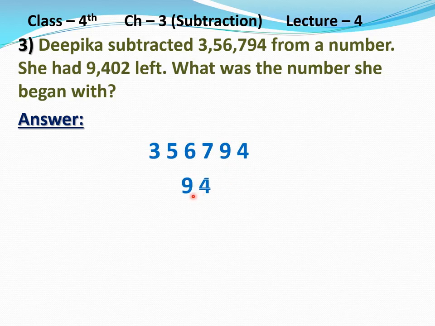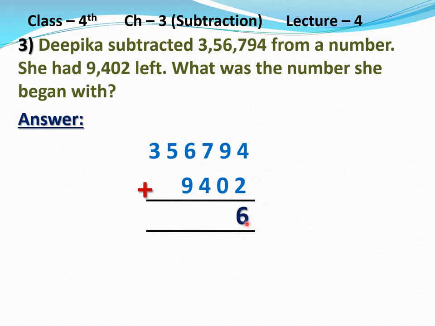Okay. So write down 3,56,794. Write down 9,402. Now add this. 4 plus 2, 6. 9 plus 0, 9. Now see, 7 plus 4, 11. Write 1 here and 1 carry. 1 plus 6, 7. And 7 plus 9, 16. Write 6 here and 1 carry. 1 plus 5, 6. Write 3 as it is. What is the answer? Answer is 3,66,196. So the number she began with, that is 3,66,196. Okay.